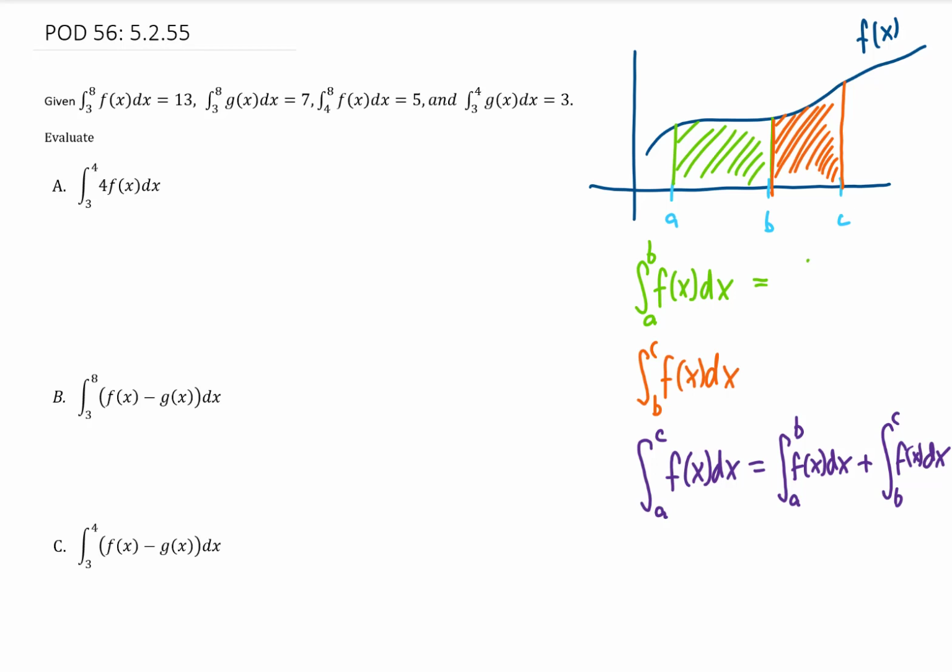Another rule that we're going to use is that if you take the limits of an integral and switch them, instead of going from a to b, we integrate from b to a. That just gives us the negative result of the original integral. All right, keeping those rules in mind, let's try to do some problems.